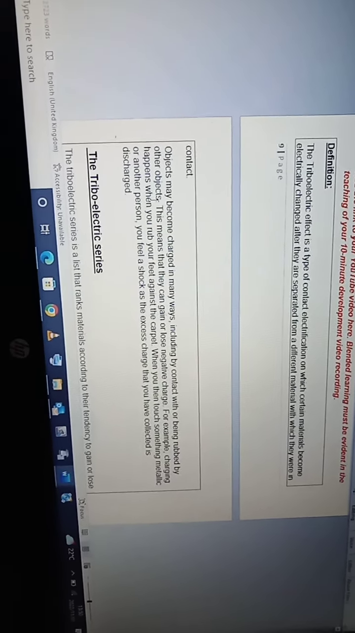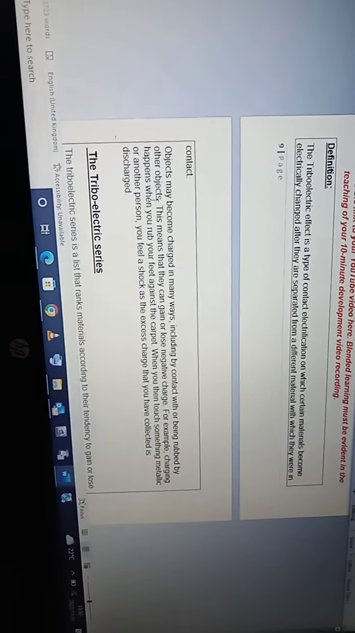Some are positive and tend to lose electrons, and some tend to gain electrons. As I've said, I'm going to explain everything. Objects may become charged in many ways, including by contact with or being rubbed by other objects. As we go on with the lesson, we'll include friction force. That's how it happens, because they must rub each other.